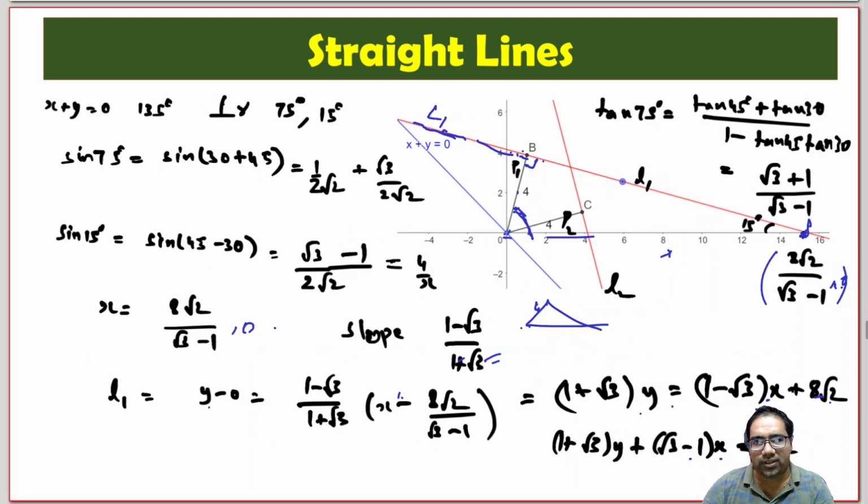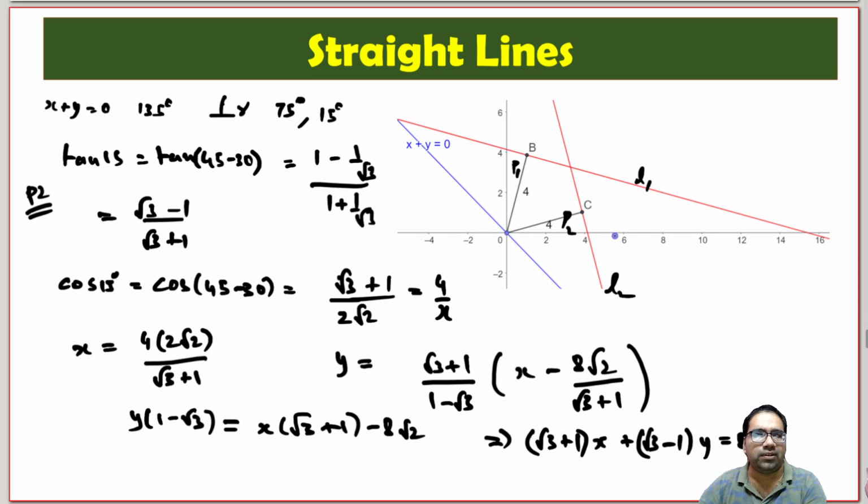Now we can do exactly the same thing to find this line L2. Let us find it for this L2 also. For this L2, again we have to find this O. This OC is there, right? This OC is making an angle of 15 degrees. And this is perpendicular.